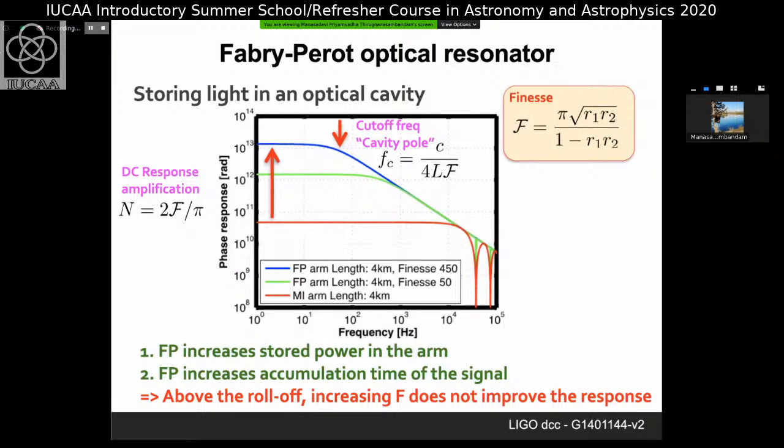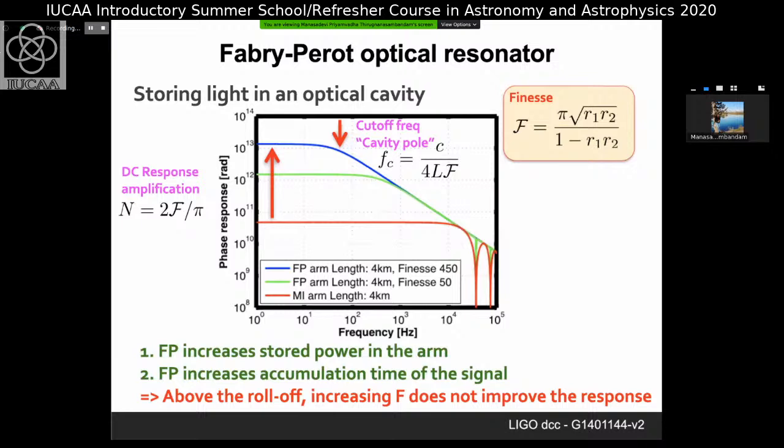And if you compare the simple Michelson arm length of 4 kilometers with a Fabry-Perot arm length of 4 kilometers, you can see that the phase response just shoots up. You do much better. And depending on the finesse, you can actually tune the gain that you get in here. And you introduce another parameter, which is called the cutoff frequency, the point where you can see the roll off. And that depends on the finesse and the length of the arm.